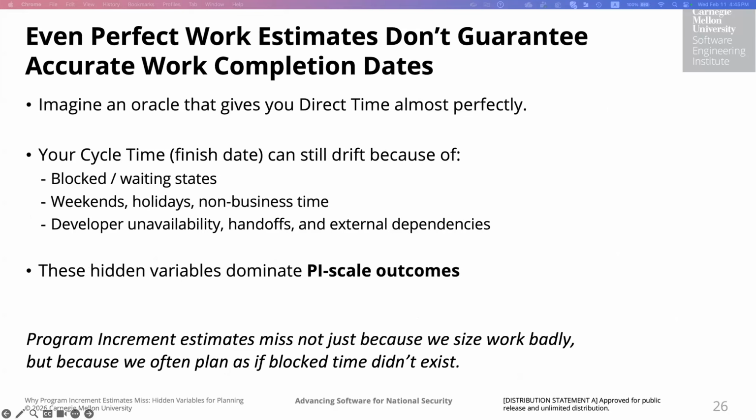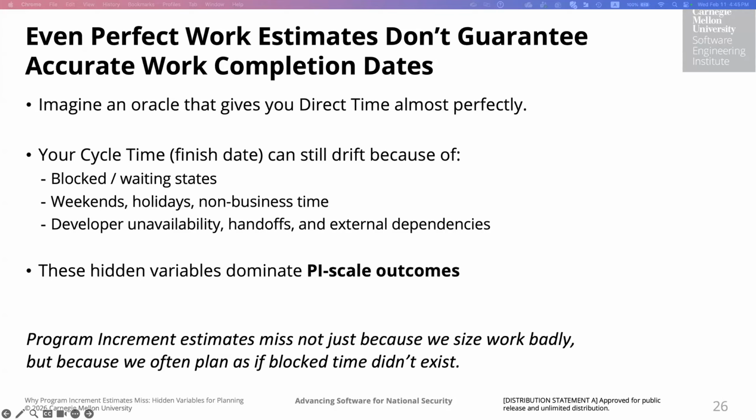So let's end with an important perspective shift, right? Imagine if you had an oracle that gave you direct time almost perfectly. Even then, your finish date could still drift. Why? Because the finish dates are influenced by more than effort alone, right? They reflect workflow structure, non-working time, blocked and coordination effects, the availability of resources and sequencing dynamics and all of that, right? So these hidden variables dominate the outcomes at the program increment scale.